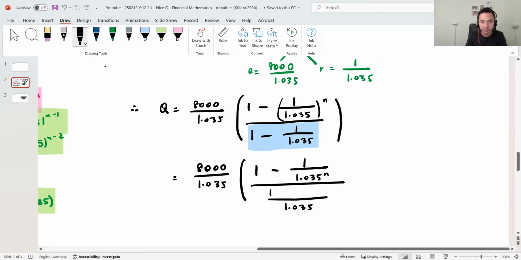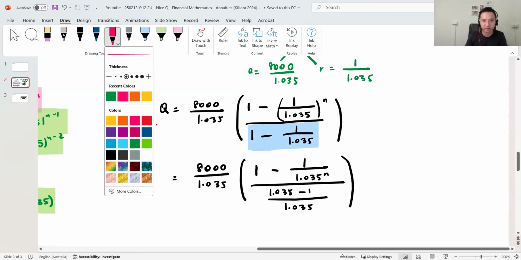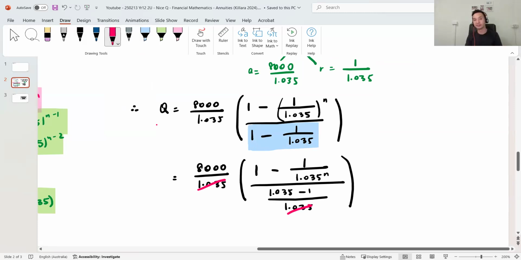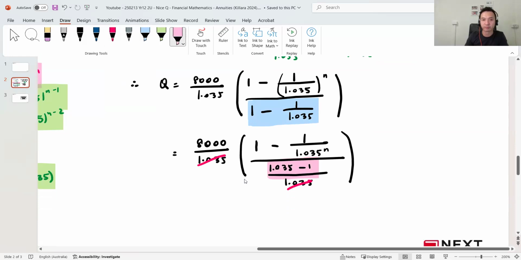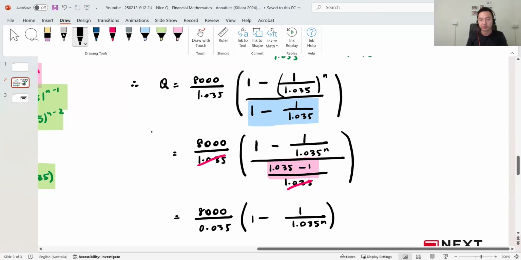1.035, 1.035 minus 1. And then you would see that this cancels out with this, right? Because when you take it upstairs, we can simplify this to be just 8,000 divided by 0.035, and then in brackets 1 minus the rest. Okay, great. That's the value of Q.